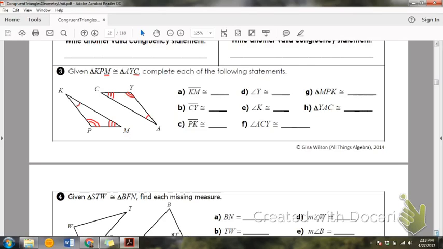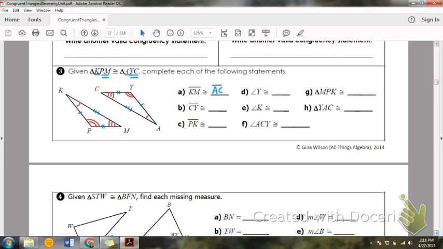And if we look at our sides, you can say KP matches with AY, PM matches with YC, and then KM matches with AC. Okay, so if we know that information, let's go ahead and fill in A through H. So we said KM goes with AC.